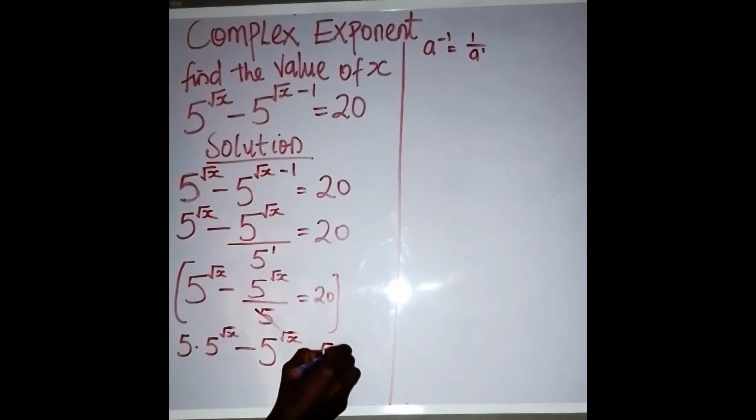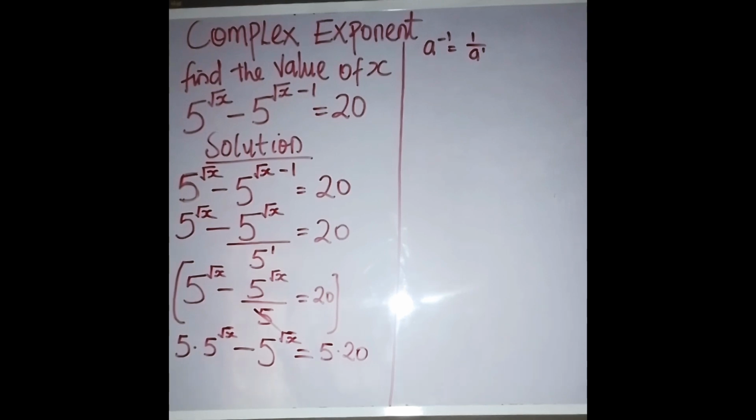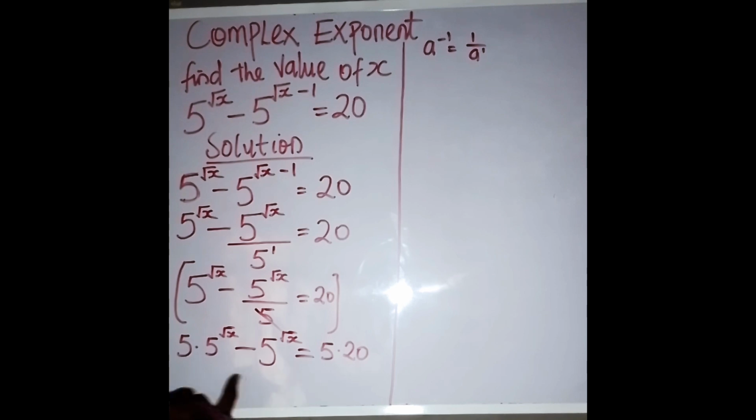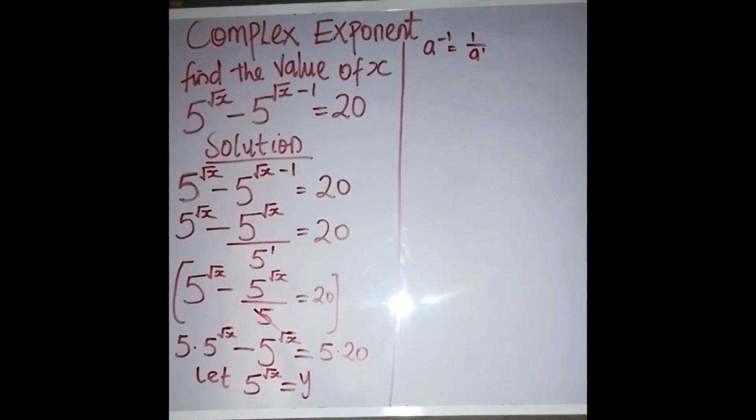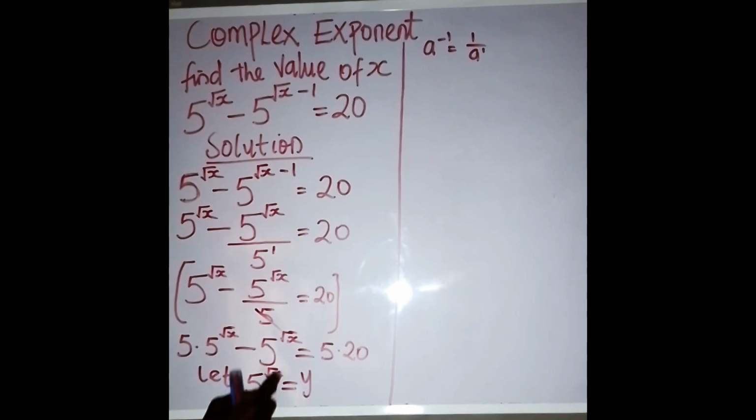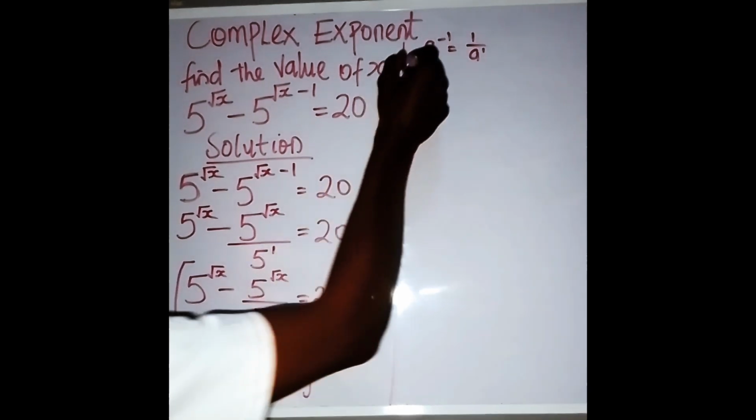Then I have 5 times 20. Alright, so what do I do from here? From this part, I can let 5 raised to the power square root of x be equal to y. Let 5 raised to the power x be equal to y. That means anywhere I see 5 raised to the power square root of x, I'm going to replace it with y in my question.